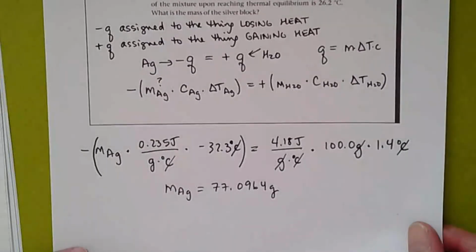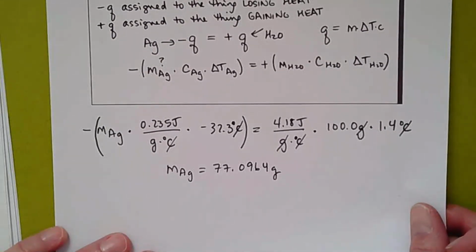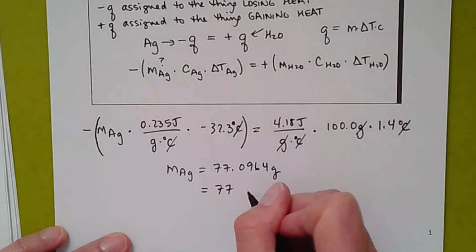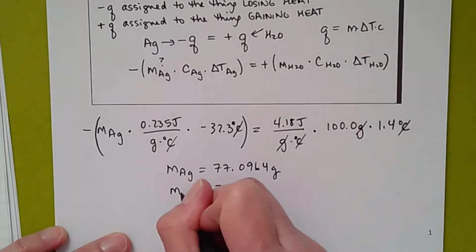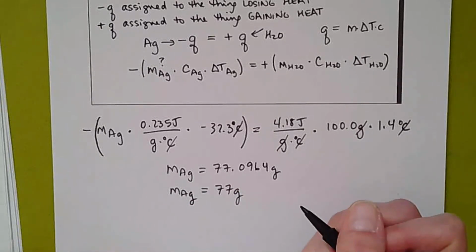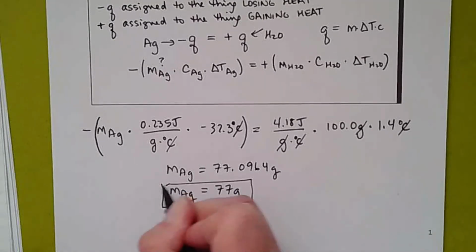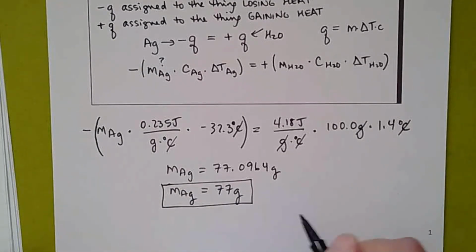So let's go back down here. We're going to round this to 77 grams, and that is our final answer. If you look at the answer key in Tro, you'll see that in one place they say it's 77.1 and in another it says that it's 77. The correct value is 77.